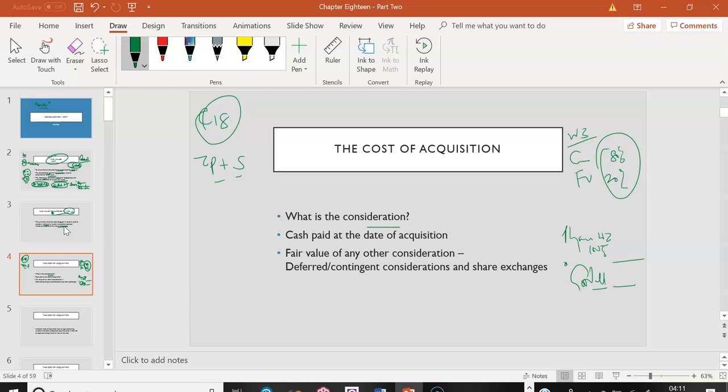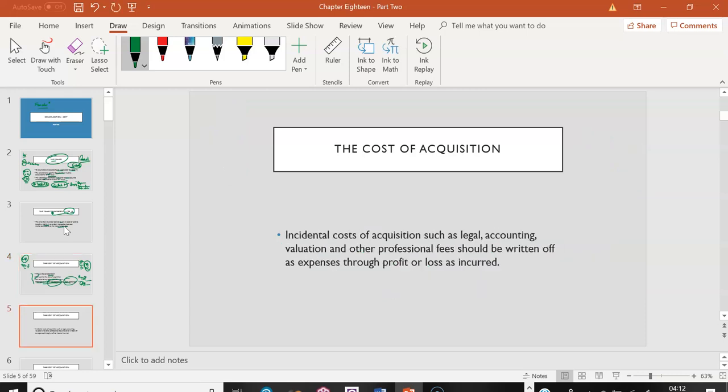And you can see here, this is what I was talking about, consideration. This could be cash paid. So this is the new complication. The new complication is it's possible to have cash paid at acquisition. It's possible to have other forms of consideration, deferred contingent considerations, share exchanges, but there's nothing special. You just have to watch it carefully.